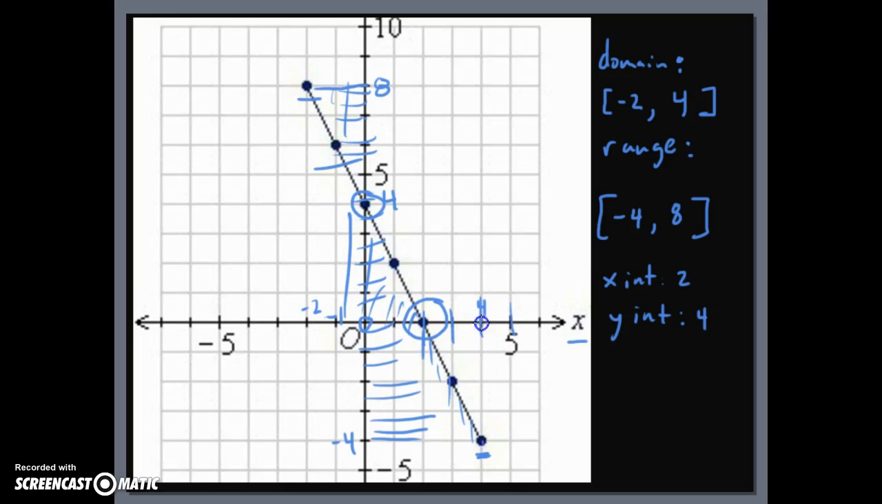And now, increasing or decreasing, so as these x values get bigger, so 2, 3, 4, 5, what's happening to the y values? Well, they look like they're going down, so if the x's are getting larger and the y's are getting smaller, we know that it's a decreasing function. Just write decrease.